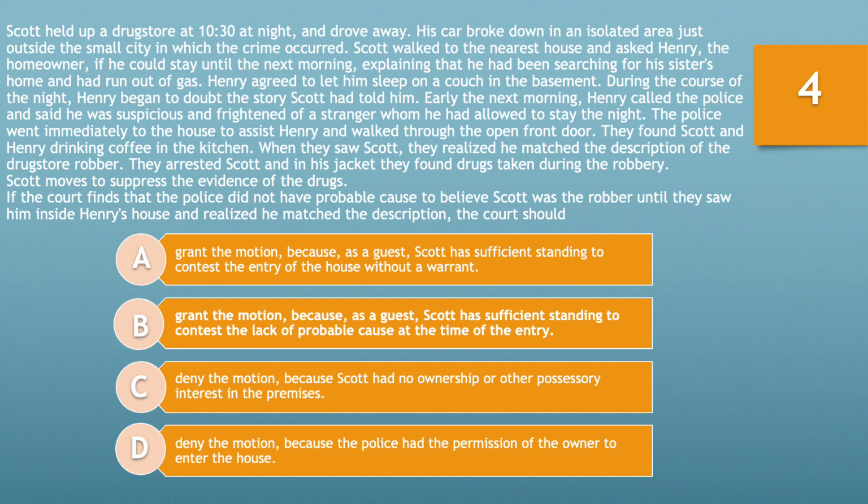If the court finds that the police did not have probable cause to believe Scott was the robber until they saw him inside of Henry's house and realized he matched the description, the court should: A. Grant the motion, because as a guest, Scott has sufficient standing to contest the entry of the house without a warrant. B. Grant the motion, because as a guest, Scott has sufficient standing to contest the lack of probable cause at the time of the entry. C. Deny the motion, because Scott had no ownership or other possessory interest in the premises. Or D. Deny the motion, because the police had the permission of the owner to enter the house. Take 10 seconds and choose the best option now.